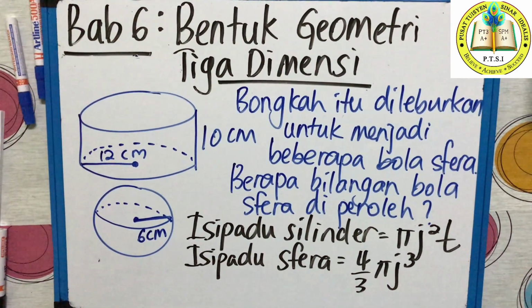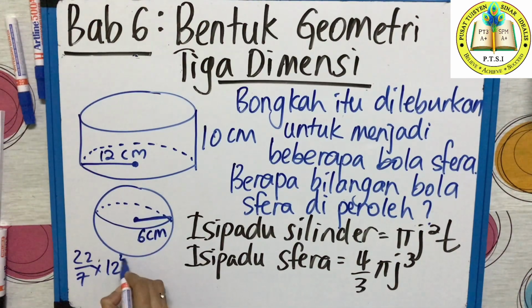So this is a KBAT part question. Mereka tak bagi tahu isi padu, mereka tak bagi tahu luas permukaan. They didn't say volume and they didn't say surface area, nothing. But anyhow, when they say how many balls can you get, you must use the volume formula. Guna formula isi padu. So if you see here, teacher write clearly, isi padu cylinder pi j square t. Isi padu sfera 4/3 pi j cube. You ganti in the formula first. Now we do cylinder pi 22/7 times jejari. Jejari they already gave it 12. So 12 square times tinggi 10.